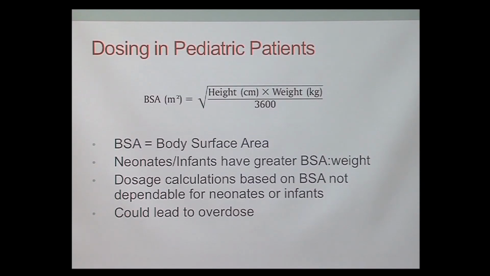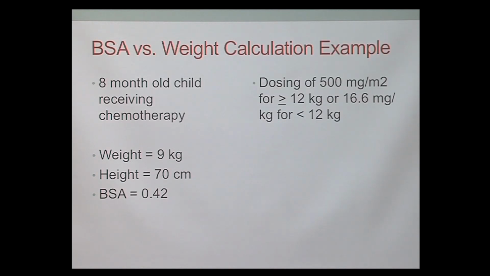This is the equation for calculating body surface area. It factors in your height, your weight, divided by 3,600, and then the square root of that. My next example is really going into the chemotherapy of why we don't want to use it in a very young patient. Here's our example child, an 8-month-old who is receiving chemotherapy. This could be a child maybe with retinoblastoma, or a patient with ALL or leukemia.